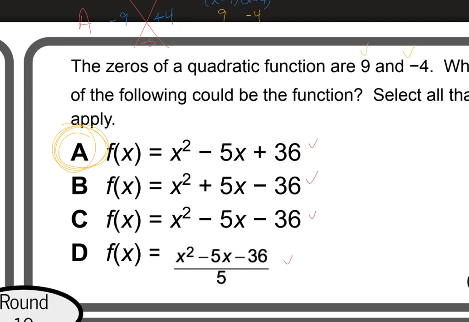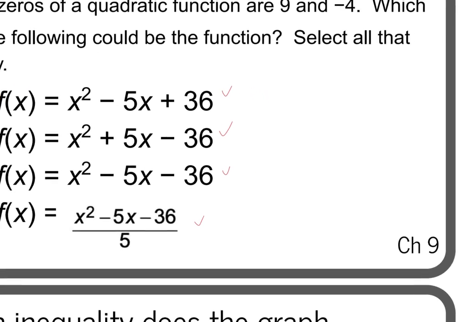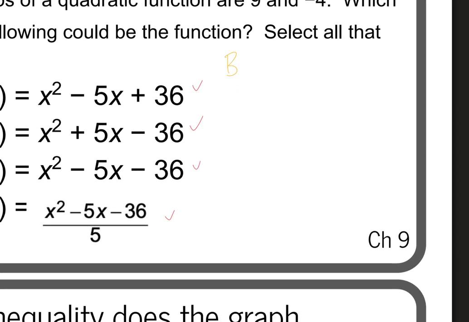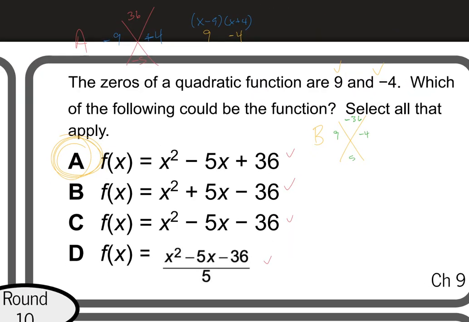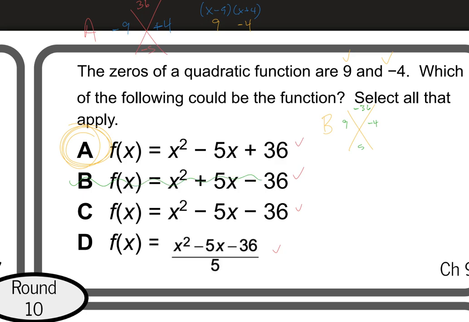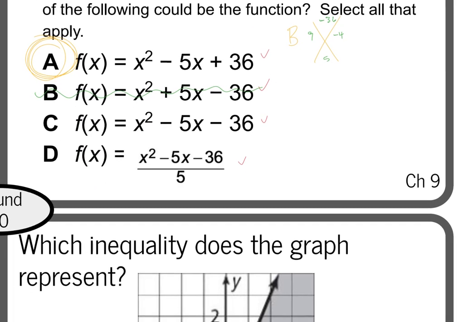Let's do B. In fact, here, I'm kind of trying to squeeze my work in this random paper thingamajig here. So B is negative 36 and positive 5. So how about a positive 9 and a negative 4? Oh, well, we just kind of saw that it would have to be the reverse of that to be true. So bye-bye B. How about C?